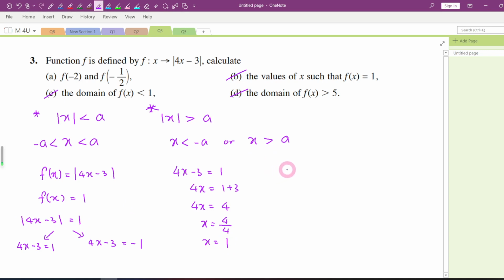Now how about when 4x minus 3 is equal to -1? So 4x will be equal to -1 plus 3. So 4x is equal to 2. And x is equal to 2 over 4. X is equal to 1 over 2. Now if you want to check, you can use your calculator to help you check the answer.